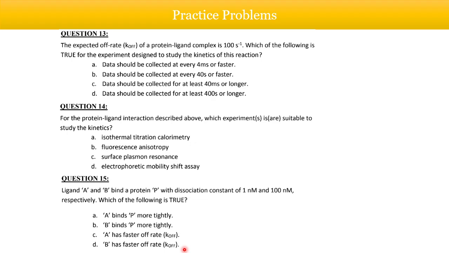So what does that mean? The lower the Kd value, the higher the binding affinity. If the Kd value is low, that is 1 nanomolar, which is less than 100 nanomolar, 100 times lower Kd value, so A binds P more tightly. So the correct option over here is A, not B, because the Kd value is 100 nanomolar for B to P binding, but for A to P binding it is 1 nanomolar. So lower Kd, higher binding; higher Kd, lower binding.